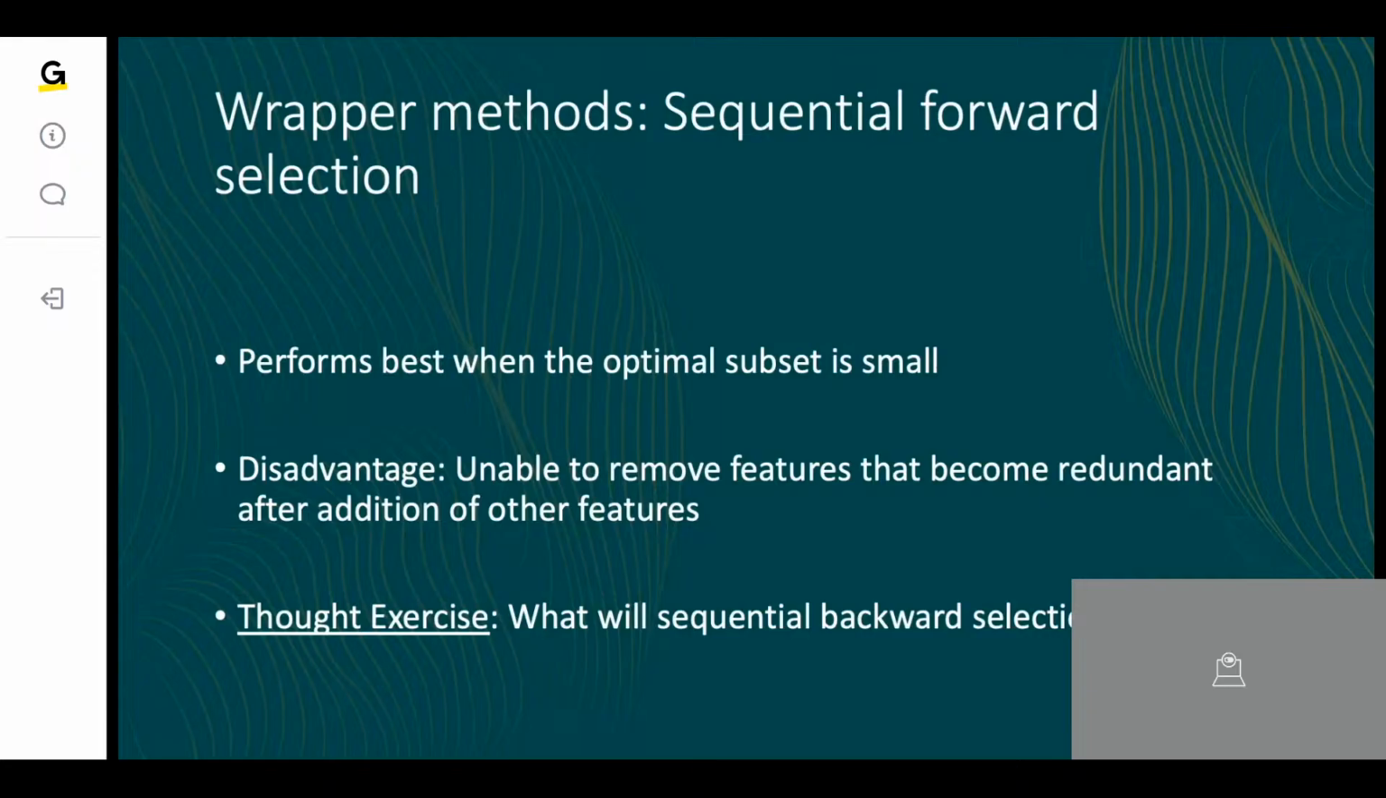So, as a thought exercise, I would want all of you to think about what a backward selection process would do. Very similar to the one that we talked about in terms of forward selection, but just go back to the graph that we had earlier, and then see what a backward selection process would do.